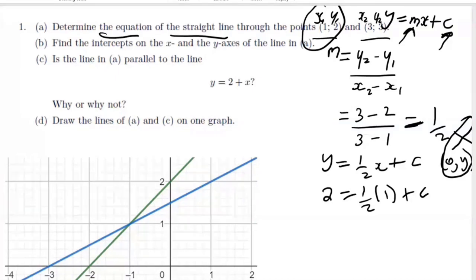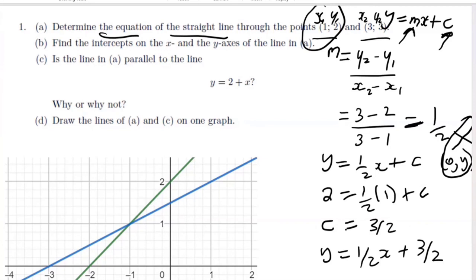So here you find your C. You do your mathematical manipulation, and your C here is going to be equal to 3 over 2. So you've got your C and your M, you go and substitute and say your y is equal to x plus 3 over 2. That is the formula. That is the equation that they are looking for.